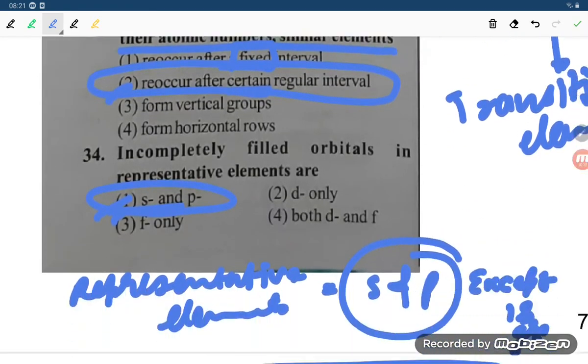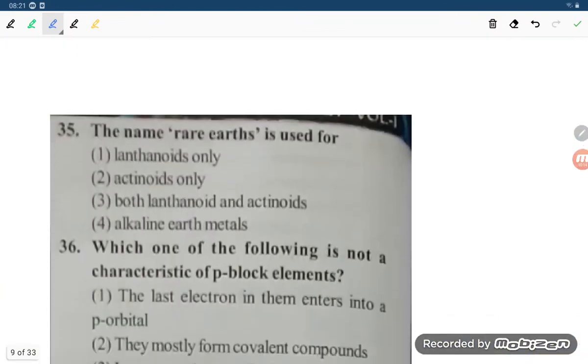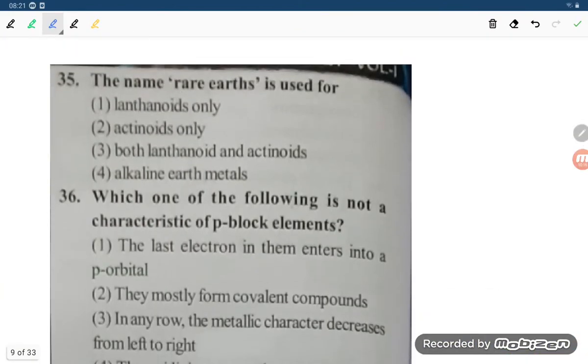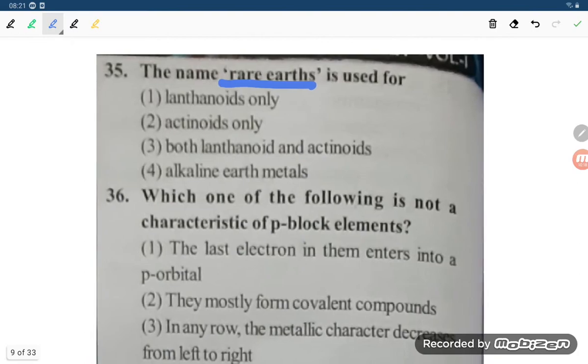Now let us move to the next problem, 35. The name rare earth is used for lanthanide elements, because they rarely occur in nature. They are present in a very, very rare amount in the earth's crust. That is lanthanides. So the correct option is option number 1.